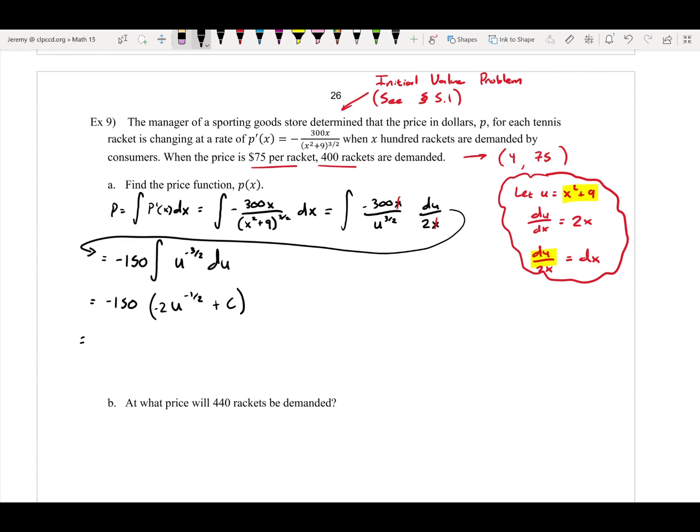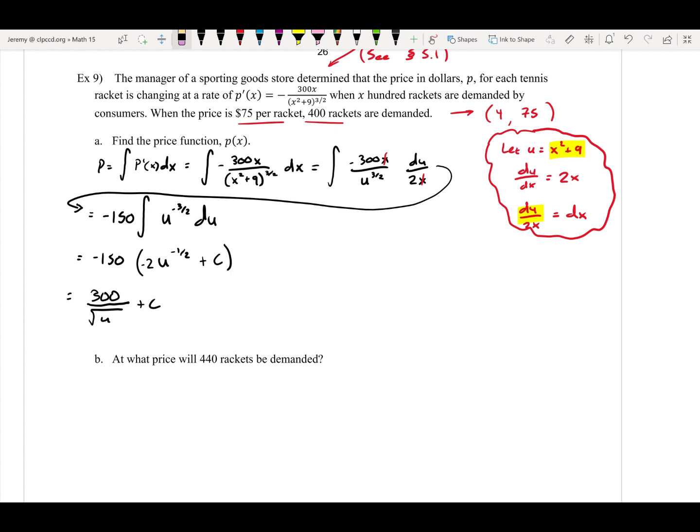So simplifying a little bit, I can write this as 300 divided by the square root of u plus c. And then from here, just one last thing. We want to get this back in terms of x. So I'll just substitute in for u. So I'll have 300 over the square root of x squared plus 9 plus c.